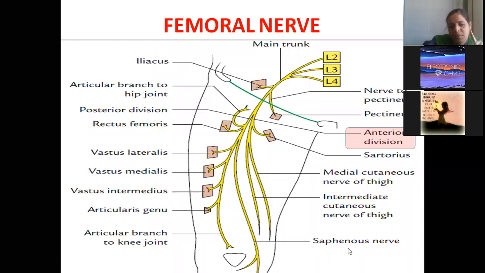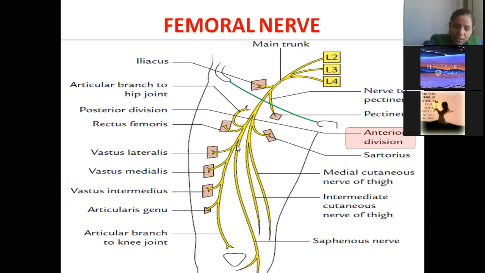Only one cutaneous nerve from the posterior division. From the posterior division, the cutaneous nerve is the saphenous nerve. What are the muscles you see in the front of the thigh? Quadriceps femoris. Name them. Vastus lateralis, medialis, intermedius, and rectus femoris. Very good. Vastus lateralis, medialis, intermedius, rectus femoris, articularis genu, and one twig is also going to supply the knee joint. They are all supplied by the posterior division of the femoral nerve.